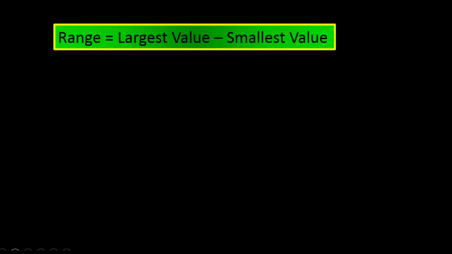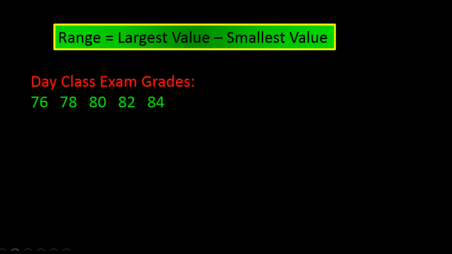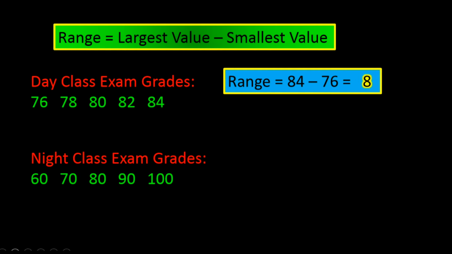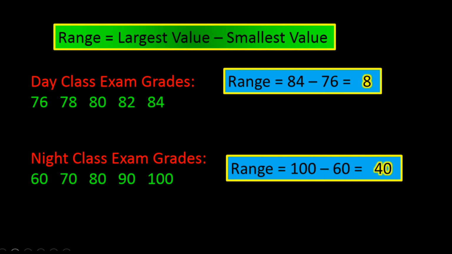For our example with the 5 students from the day class, you can see that the highest grade is an 84, the lowest grade is a 76. So to calculate the range, we take 84 minus 76 and we get 8. So the range for the day class is 8. Now let's look at the night class. You can see that the night class has 100 as its largest value and 60 as its lowest value. So the range for the night class is calculated as 100 minus 60, which is equal to 40. So the range for the night class is 40, and the range for the day class is 8.